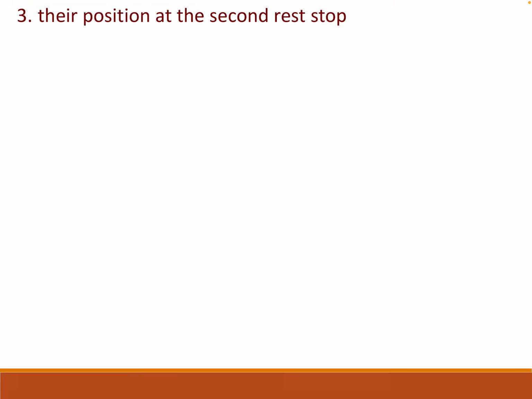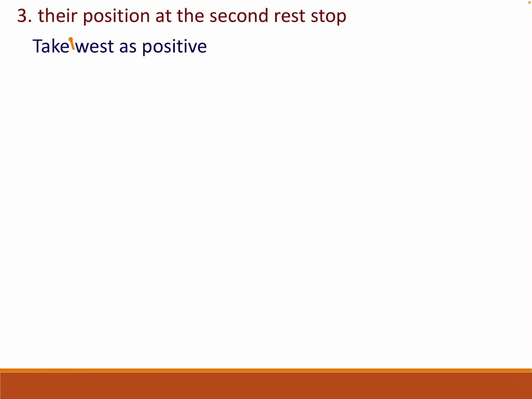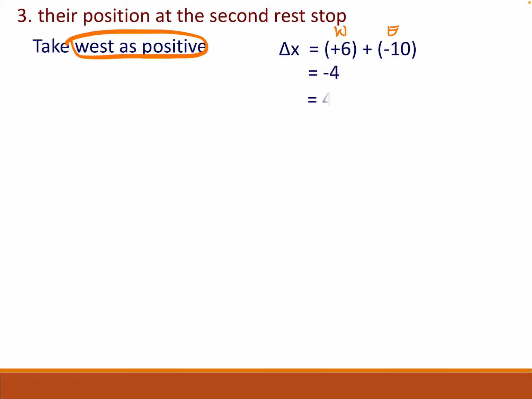Okay? Now they want their position at the second stop. So second stop, this is stop number 1. That's stop number 2. So they went 6 kilometers west and then 10 kilometers east. So we're still taking west as positive. We can't change our direction, our positive direction. So remember, it went west, then it went east, and now I get a negative number. Minus 4 kilometers, but because it's minus, it means it's 4 kilometers east. We never leave an answer as negative. We change it to positive and give me a direction in words.